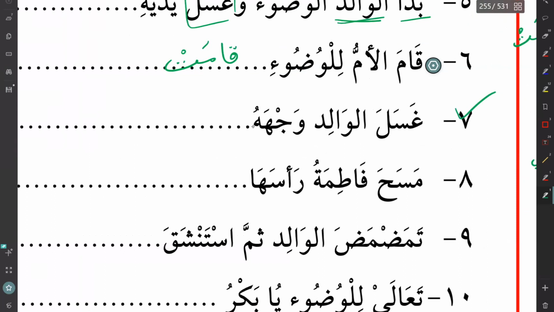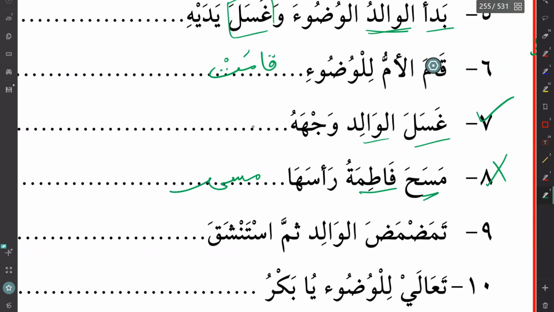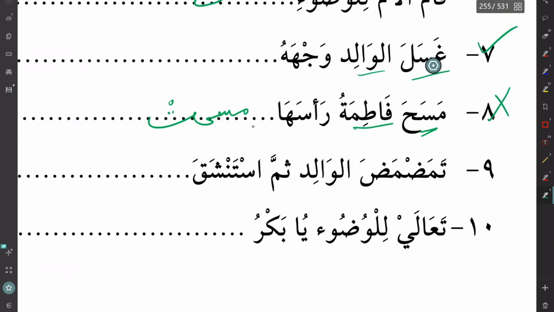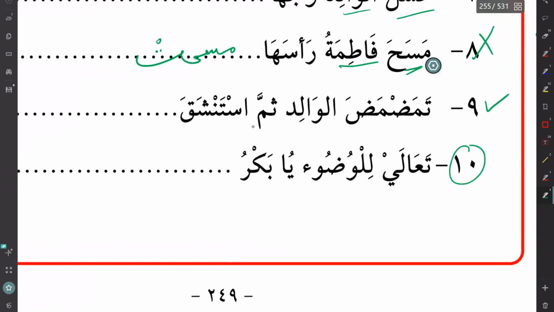Ghasal al-walid. Okay, so masculine matches. Masaha Fatimatu. So that's a problem, right? So this is not good. We have to have masahat because of Fatima. Tamadmada al-walidu. This is good. And then we have, okay, so what do you think of number 10?